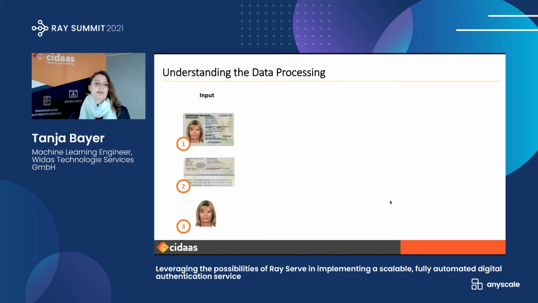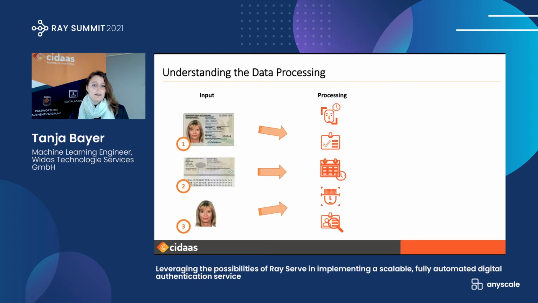So what happens during this process? The data we are getting is visual data from the front side, video data from the back side, and video of the face of the person. This data needs to be processed and several things need to be taken into consideration. So for example, we need to check if the person who is interacting with the system is actually a live person. We need to make sure that the data on the identity document matches the data the person registered with. We need to make sure that the identity document is actually a valid document.